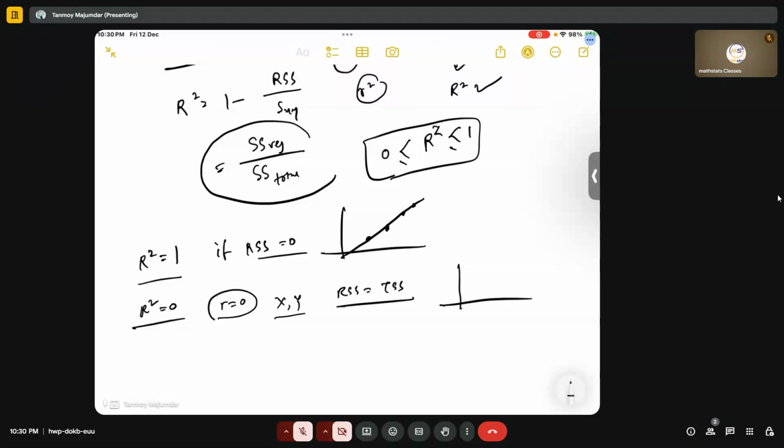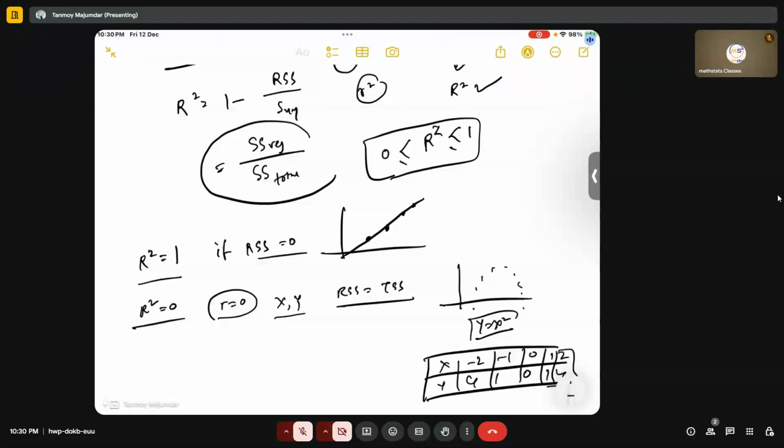So ये रिलेशन है लेकिन हम लोगों ने वैल्यू लेके एक एग्जांपल किया था. You can consider x and y: minus 2, minus 1, 0, 1, 2 and 4, and the correlation coefficient between x and y you can get correlation coefficient equal to 0. Why it is 0? Because it is a non-linear relationship, as simple as that. Okay, so in that case when non-linear relationship is there we can get R square equal to 0.